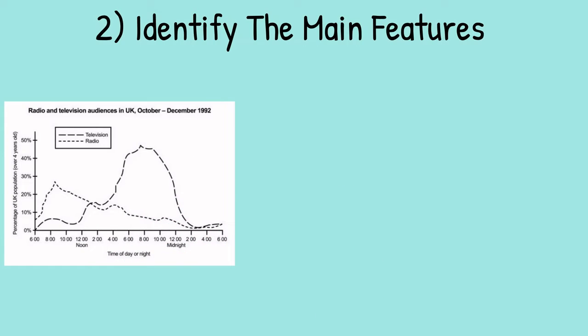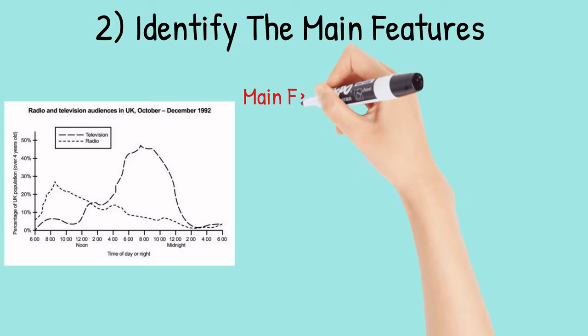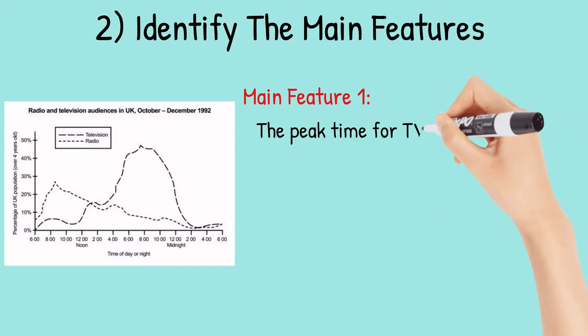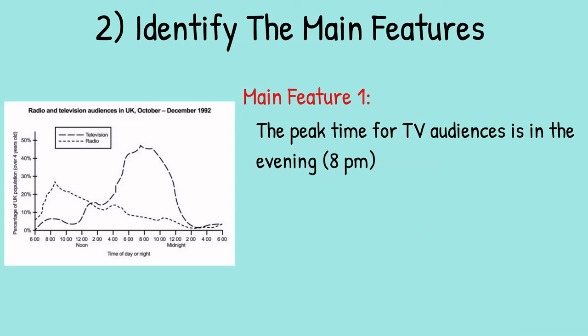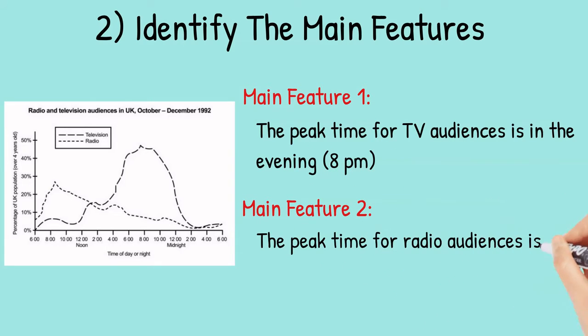The timeline will give you the biggest clues as to the most significant trends. Look for general trends. There are 2 main features or trends in this line graph. Main feature 1, the peak time for TV audiences is in the evening, that is 8 p.m. Main feature 2, the peak time for radio audiences is in the morning, that is 8 a.m.